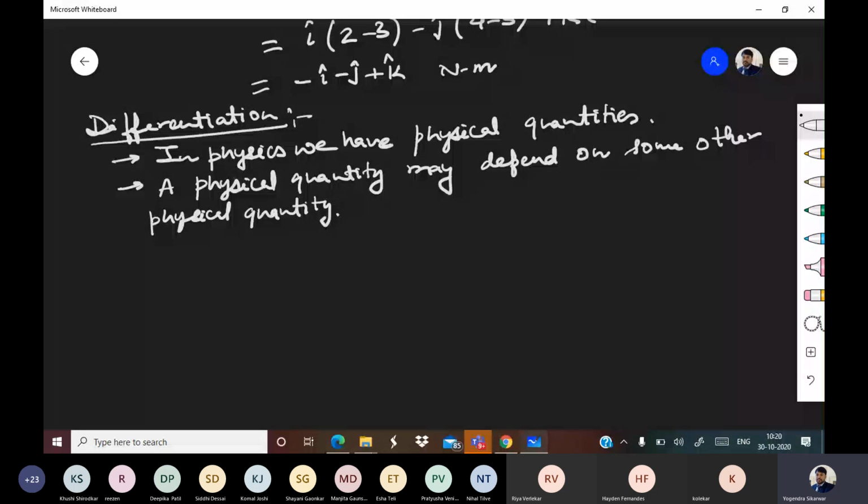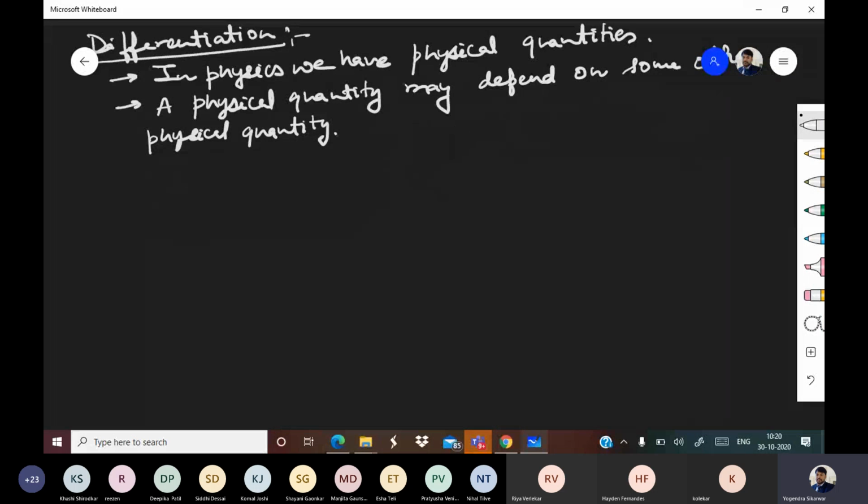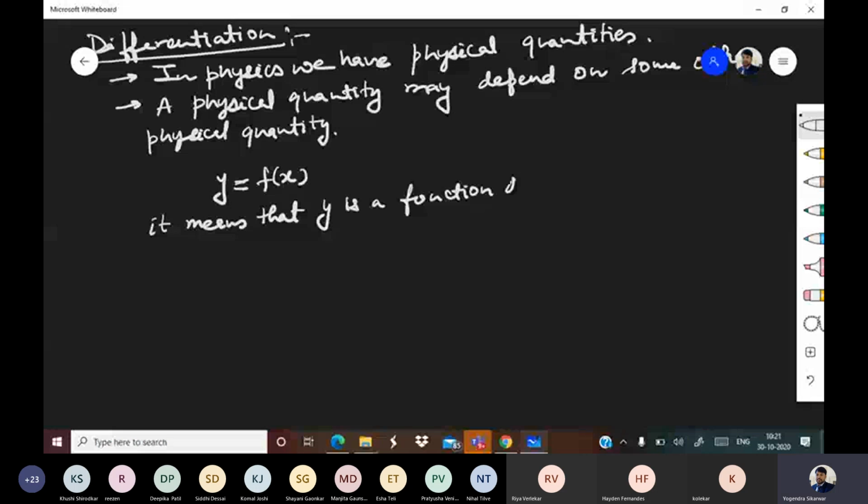So what you can say is, or you can represent it by a function. So y is equal to f of x. What does it mean? It means that y is a function of x. Okay. You may also say that y is dependent on x.